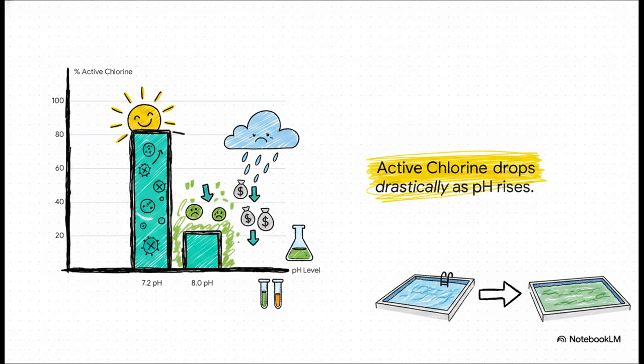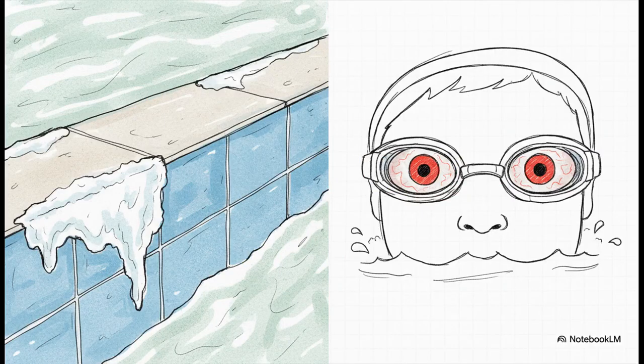That's pretty good. But if you let that pH creep up to just 8.0, which honestly happens naturally in a lot of pools, that active chlorine plummets down to a mere 22%. Think about that. You could be dumping gallons of liquid chlorine into an alkaline pool, and you're effectively throwing 78% of your money straight down the drain. Crazy, right? And it's not just about wasting chlorine.